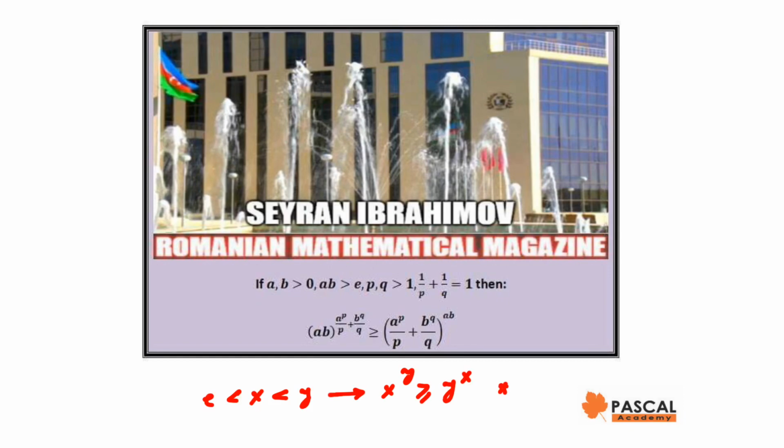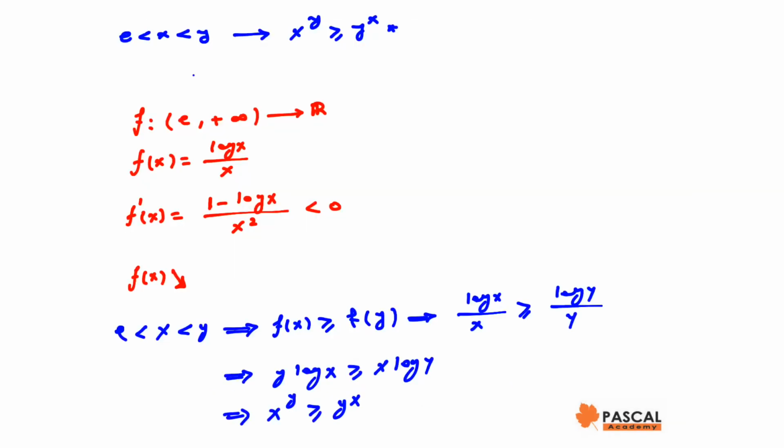To prove this, we consider the function f from 0 to infinity to r, f of x equals log of x over x. The derivative of this function is 1 minus natural log of x divided by x squared, which is negative when x is greater than e. Therefore, f of x is a decreasing function in its domain.